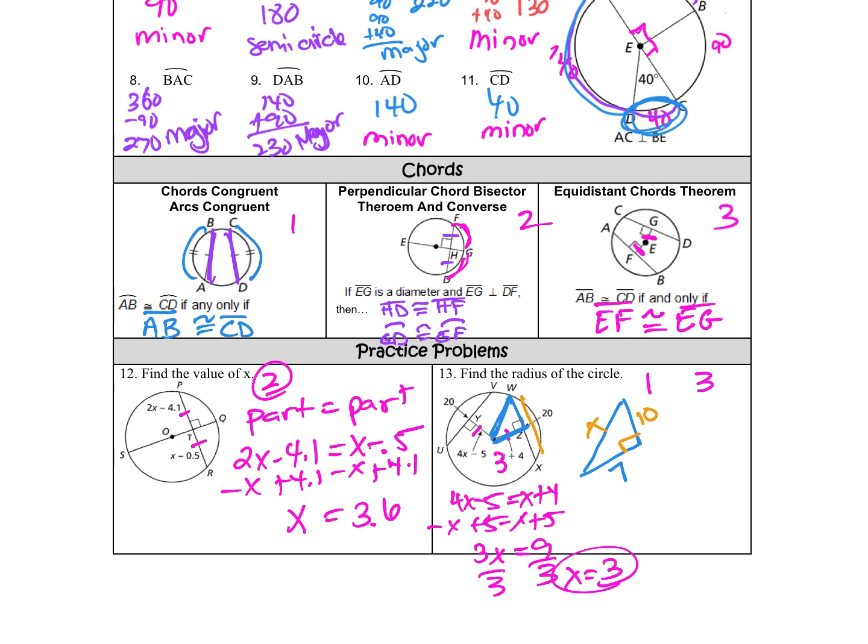So it's going to be a squared plus b squared equals c squared. So I have 7 squared plus 10 squared equals c squared. So I have 49 plus 100. I have 149 equals c squared. The square root of that is going to be 12.2.